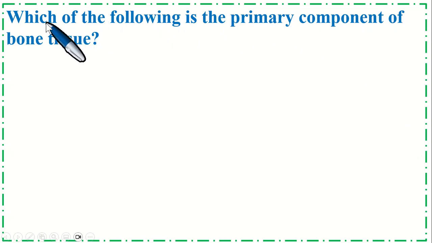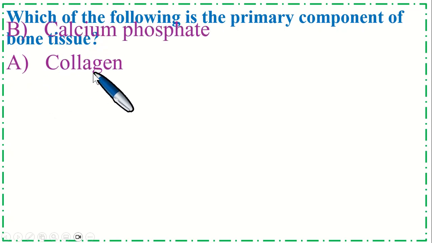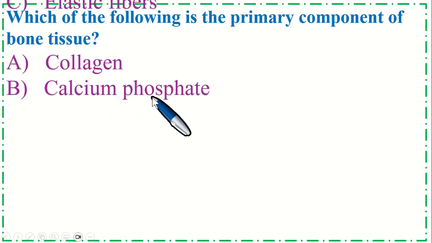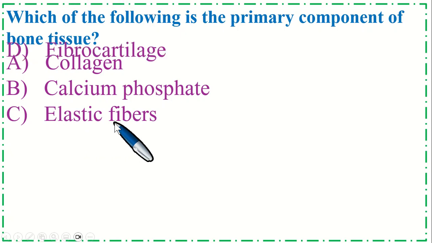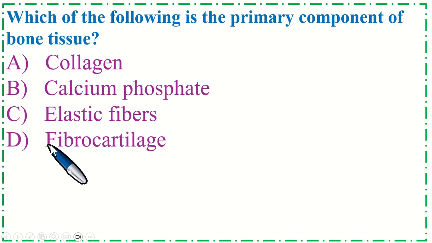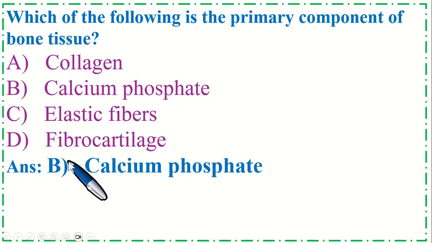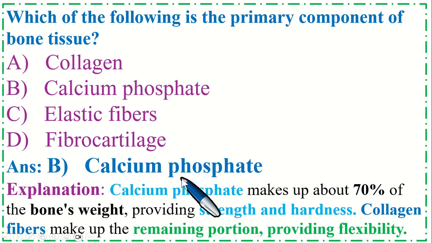So this is a very important MCQ. Which of the following is the primary component of bone tissue? Option A collagen, B calcium phosphate, C elastic fiber, and option D fibrocartilage. So the correct option is B, calcium phosphate. Calcium phosphate makes up about 70% of bone weight, providing strength and hardness. Collagen fibers make up the remaining portion, providing flexibility.